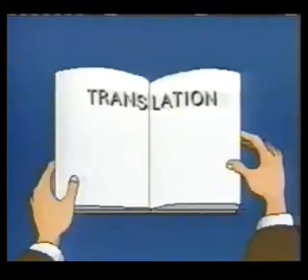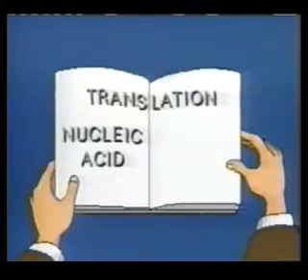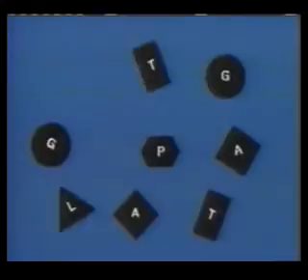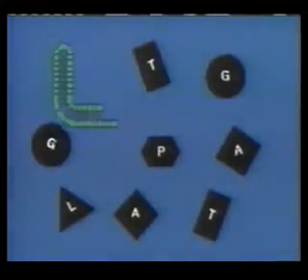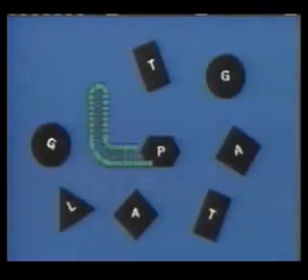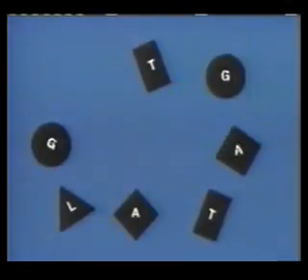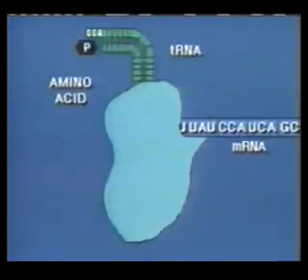In the translation of the genetic code from the language of nucleic acids to the language of amino acids, the first step is the binding of a free amino acid of the appropriate sort to the codon at the acceptor end of the transfer RNA molecule specific for the amino acid. Once the binding has occurred, the transfer RNA molecule ferries the amino acid to the protein assembly site, the ribosome.